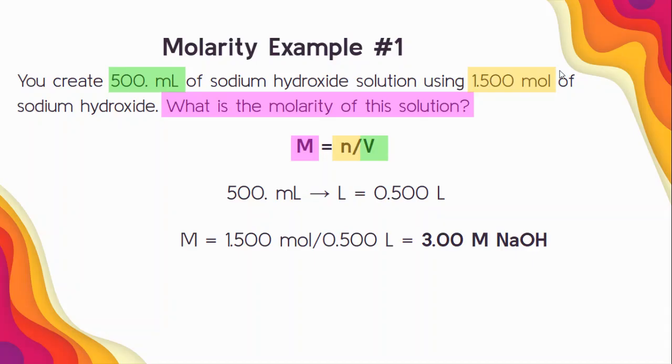For sig figs, we are going to be using sig fig rules, which means when we're dividing, we're looking at total sig figs, and we're rounding our answer to the total number of sig figs as the starting number with the lesser amount. So 1.500 has 4 sig figs, 0.500 has 3, 3 is less than 4, so I'm going to round my answer to 3 total. And that's my answer.